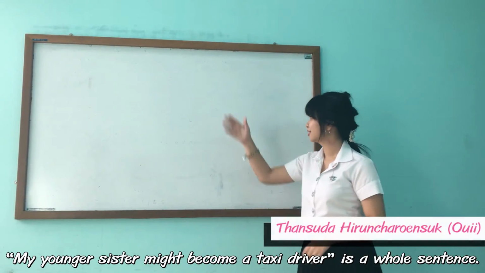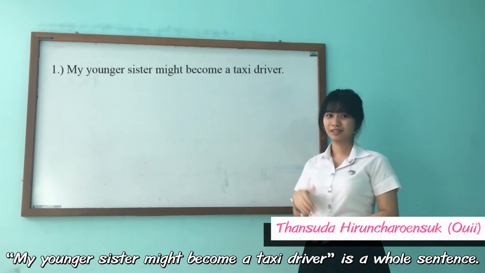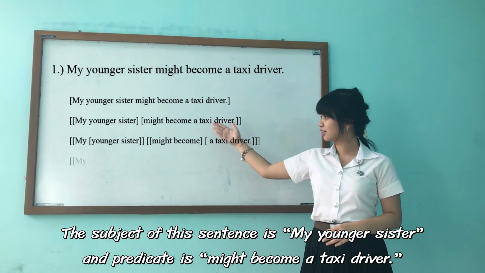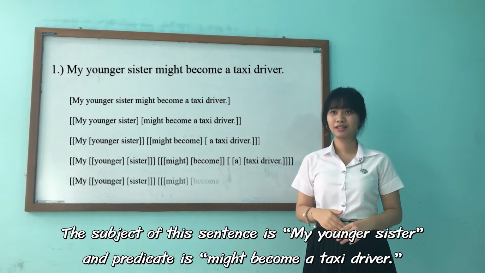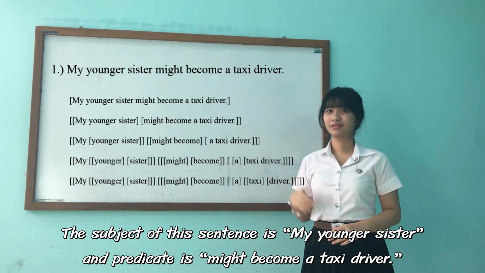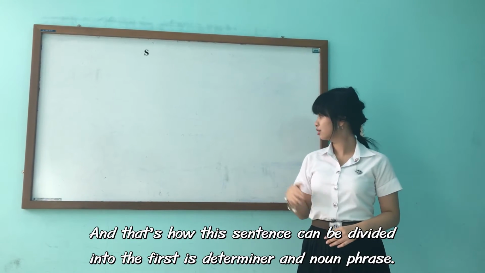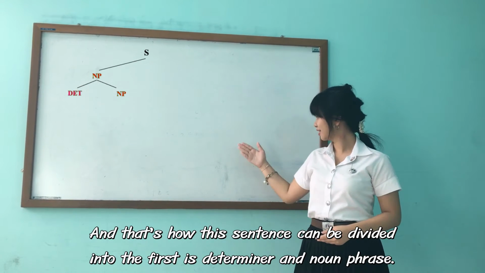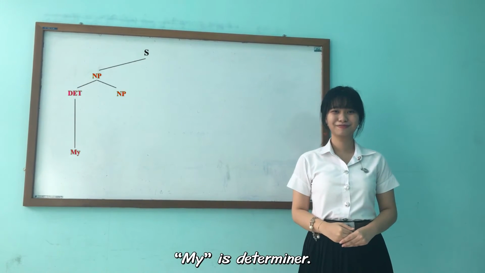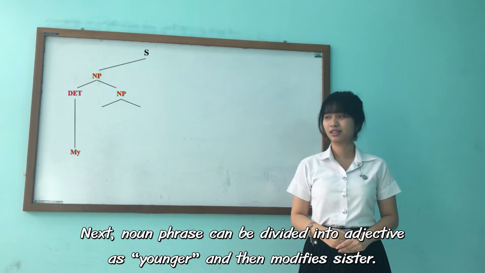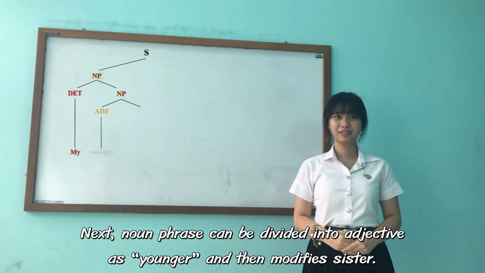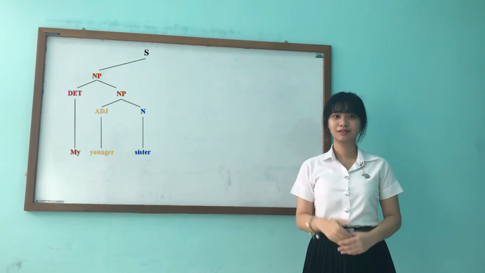My younger sister might become a taxi driver is a whole sentence. The subject of this sentence is my younger sister and the predicate is might become a taxi driver. And thus now this sentence can be divided; the first part is determiner and noun phrase. My is determiner. Next, the noun phrase can be divided into adjective, younger, and its modified noun, sister.